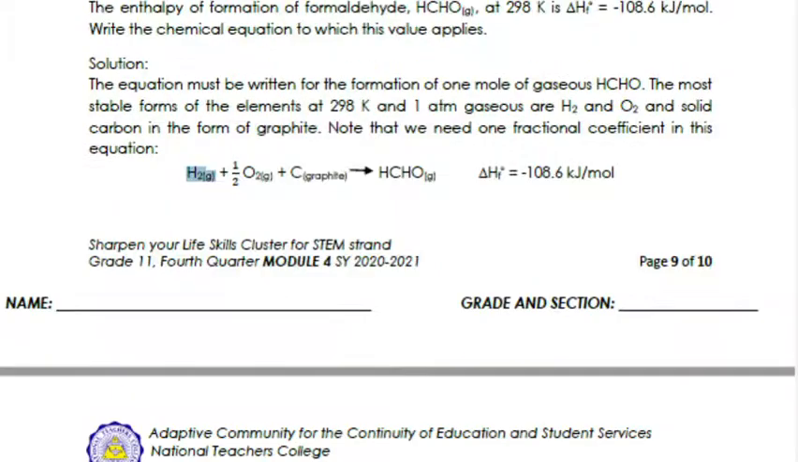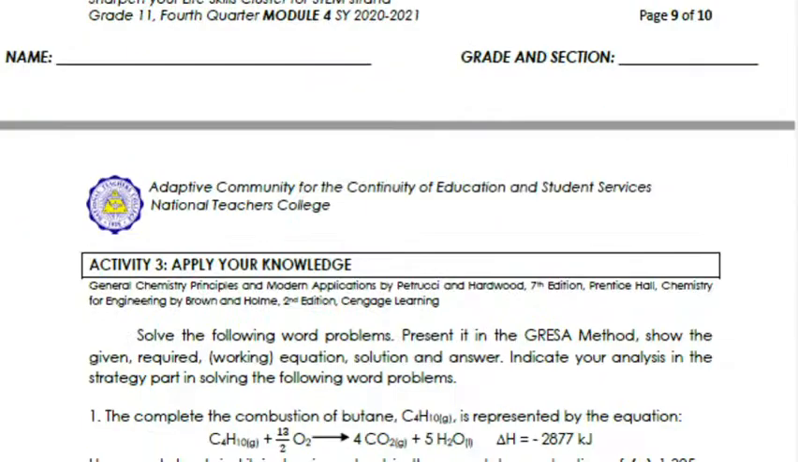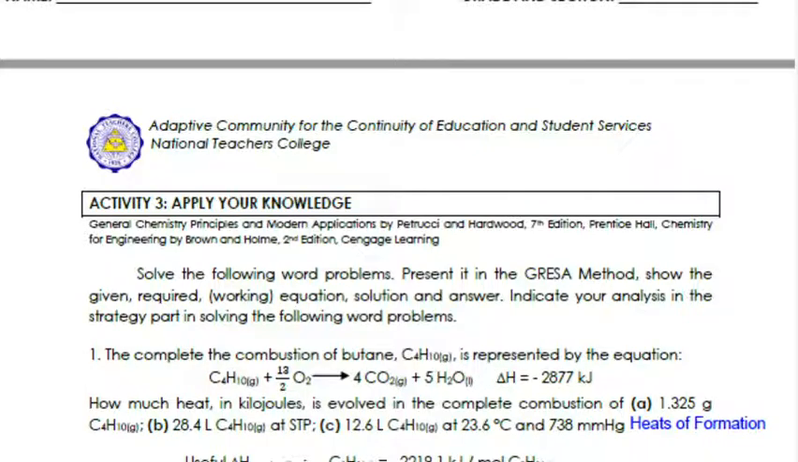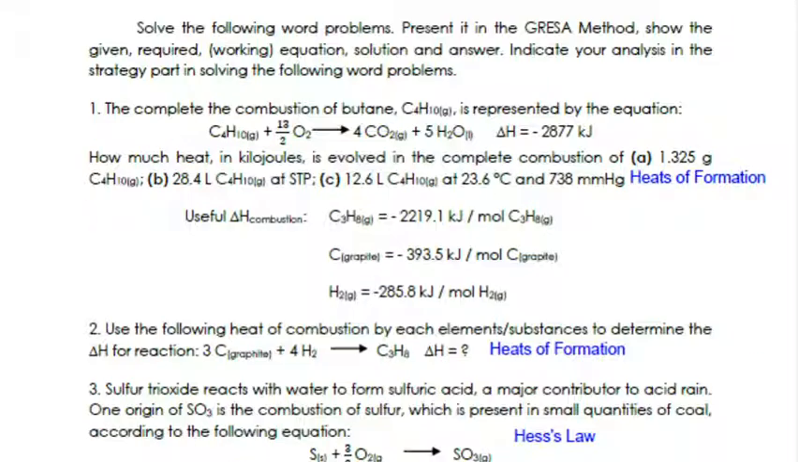So in activity 3, which is your module assessment, the first two problems are about heats of formation, while number 3 is about Hess's law. Follow the examples as your guide. And for Hess's law, you may refer to the YouTube link posted in our Facebook page as your guide so that it will be in detail.